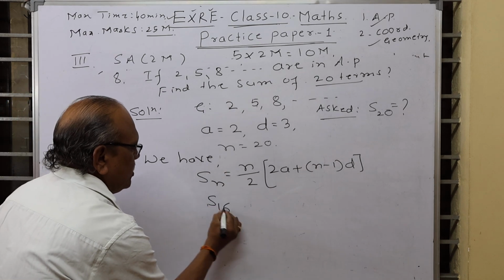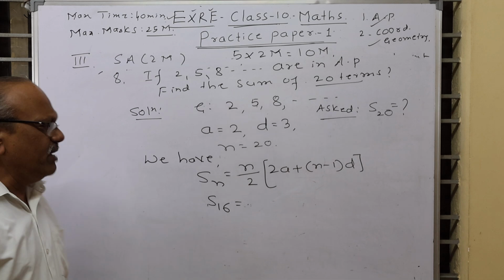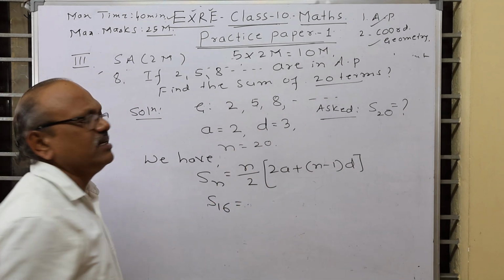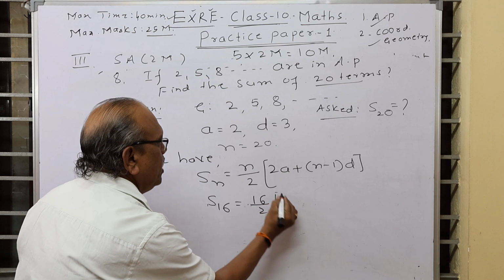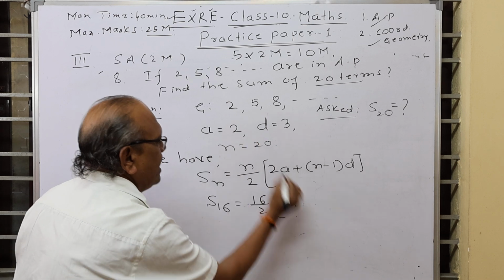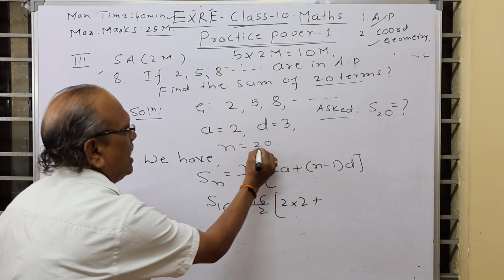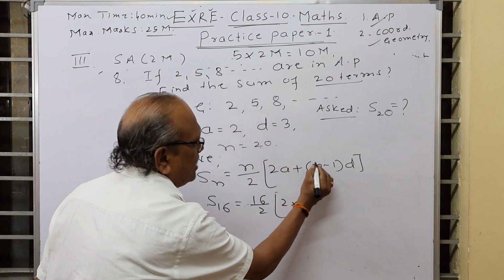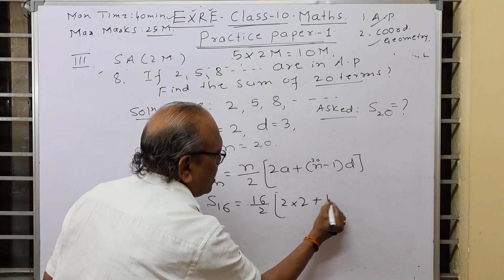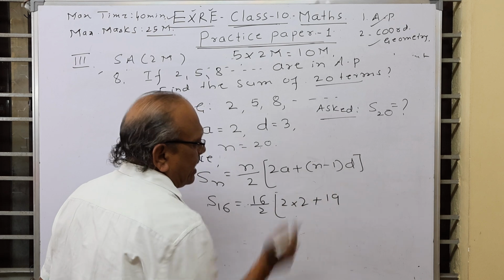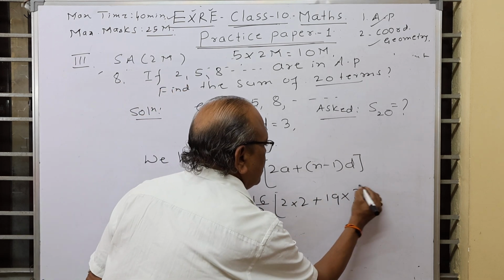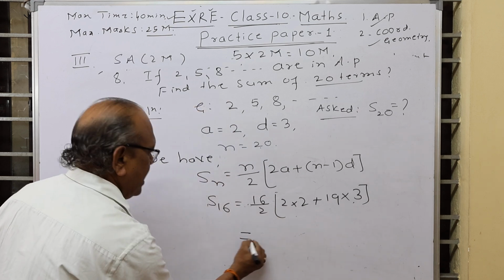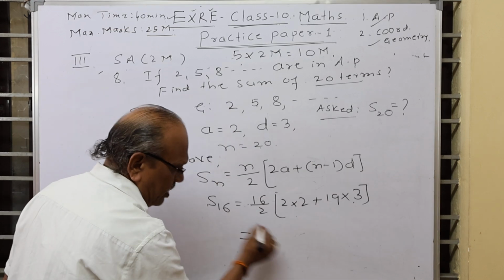S20 is equal to... Wherever n, a and d are there, substitute the values. What do you get? n upon 2 into bracket 2 into a, which is 2, plus n minus 1. n is 20, minus 1 becomes 19, into the common difference, 3. Just multiply and simplify. Careful. Be careful in the arithmetic parts.